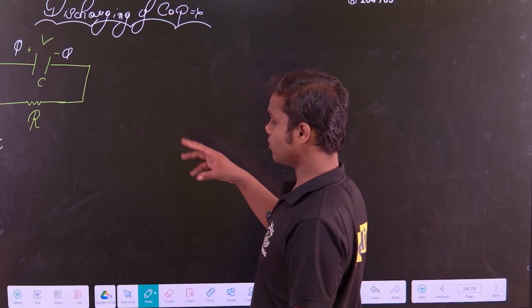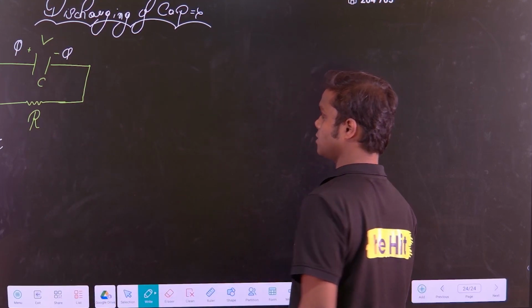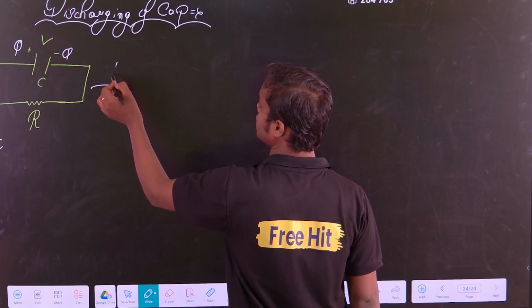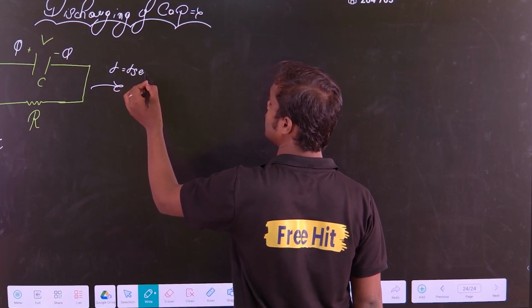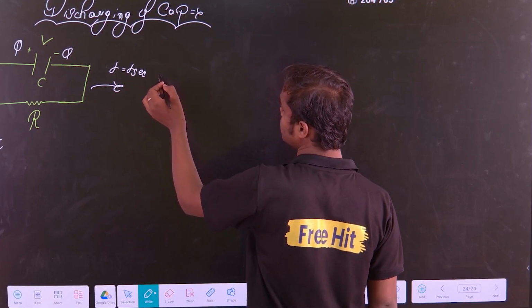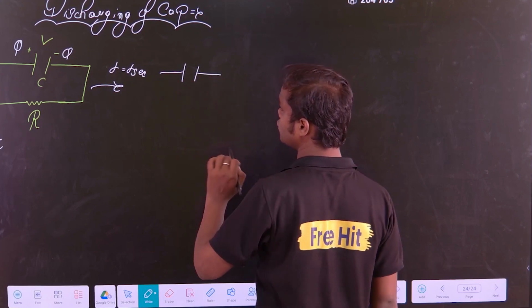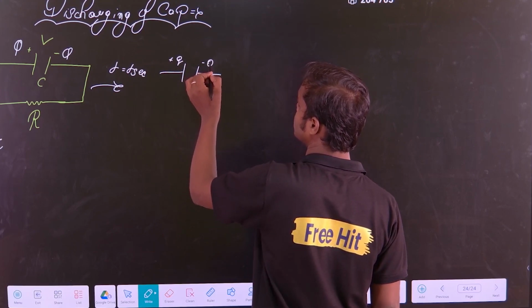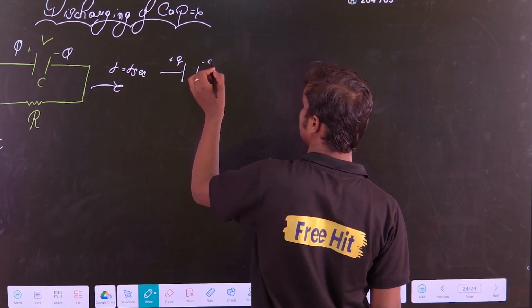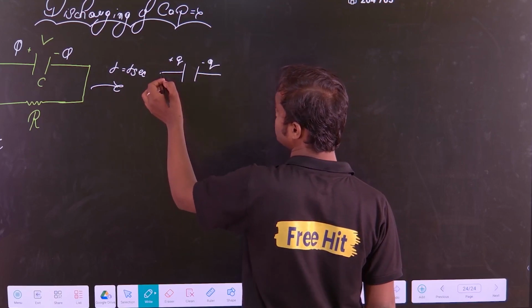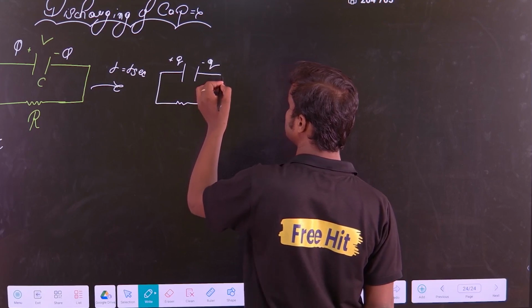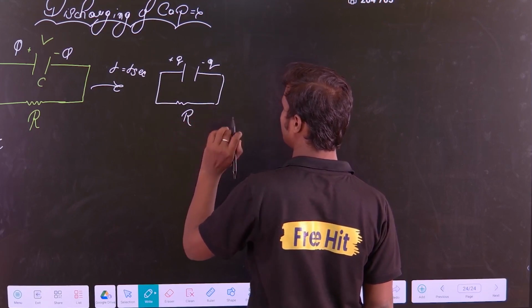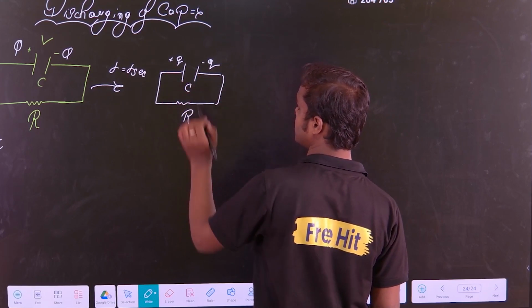After some time, t equal to t seconds, what will you observe? You will observe that the capacitor is going to be discharged and the charge on this surface will become plus small q and minus small q, correct? The charge is going to decrease and the potential will also change. I'm not commenting about the potential. This is the resistance R and this is the capacitance C.